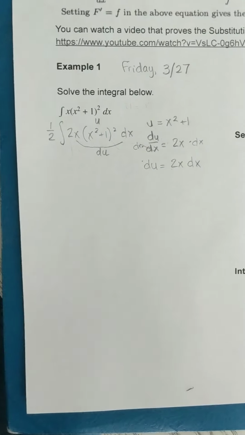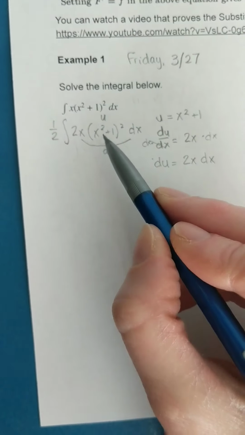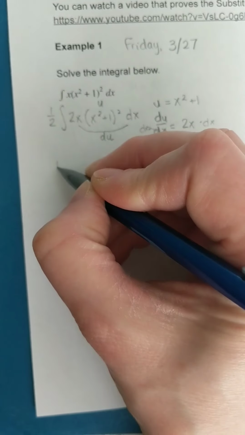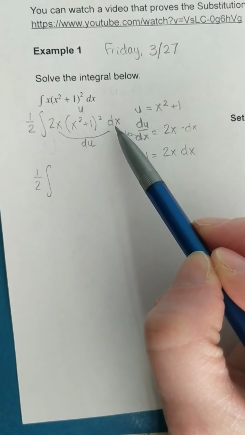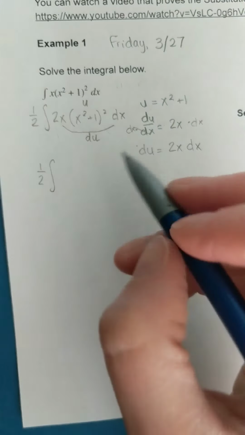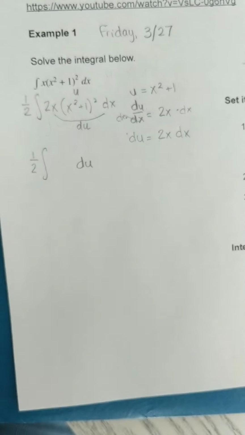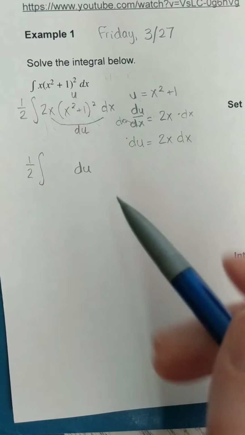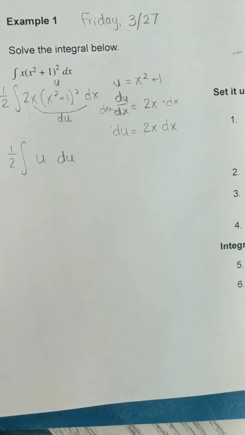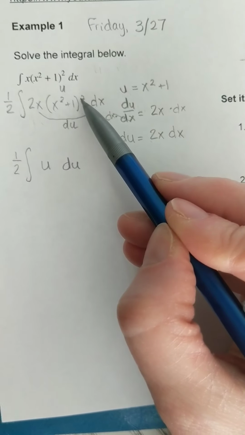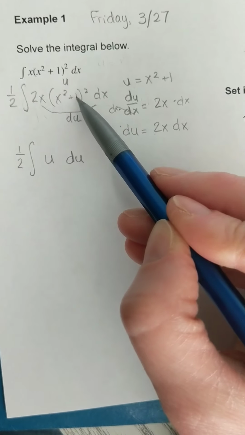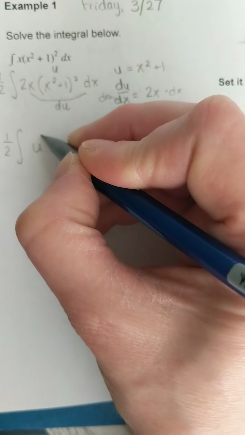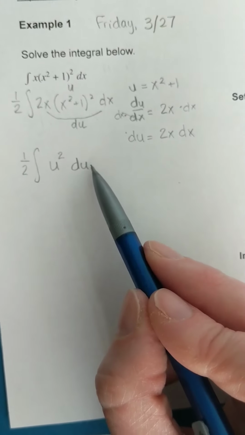All right, so now I'm going to rewrite my integral using only u and du. So I have 1/2 times the integral of 2x dx becomes du. And my u is the x squared plus 1. And what I also know is that u is taken to the second power, because we are taking that outside function now and we're putting u inside of it. So it's going to be u squared times du.